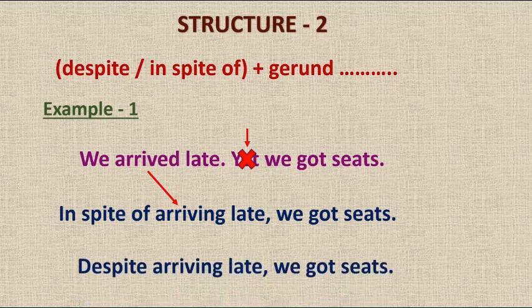Then again with despite, we just replaced in spite of with despite. Now: in spite of arriving late, we got seats. Despite arriving late, we got seats. This is how we write. This is structure 2.